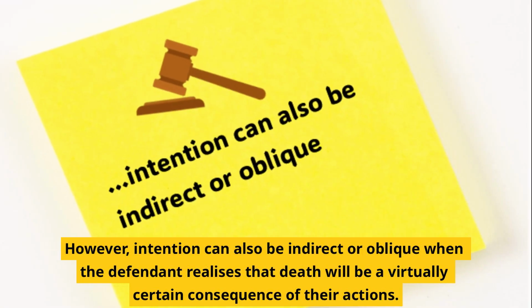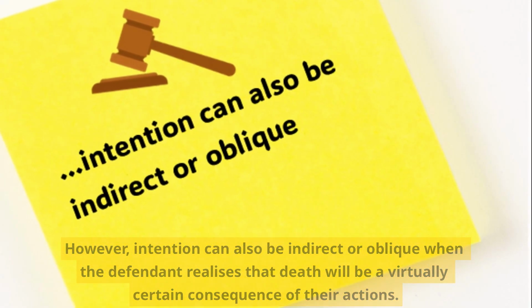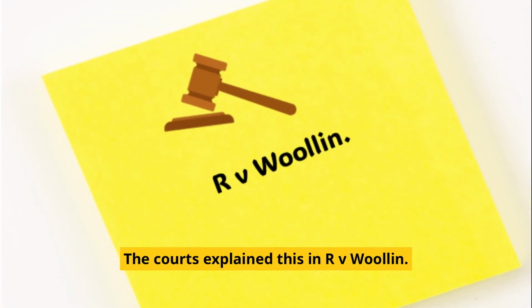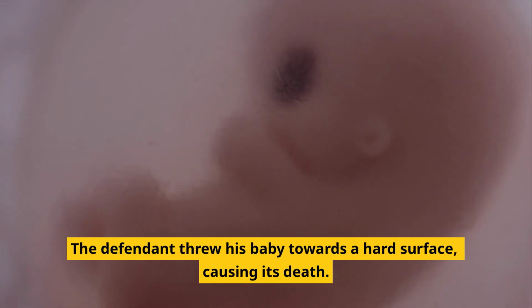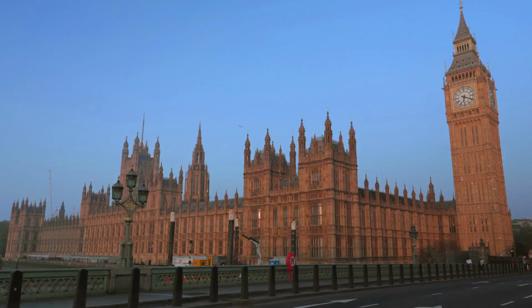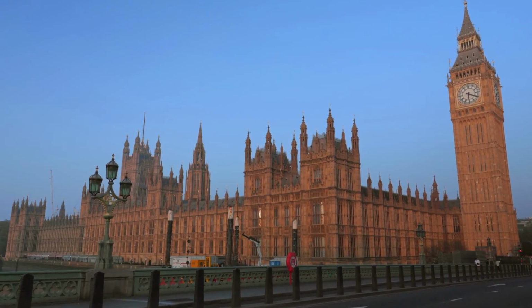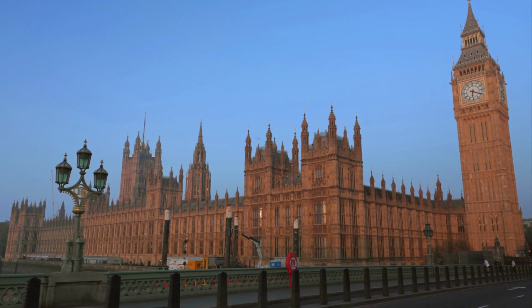However, intention can also be indirect or oblique when the defendant realizes that death will be a virtually certain consequence of their actions. The courts explained this in R versus Woollin. The defendant threw his baby towards a hard surface, causing its death. The House of Lords held that a jury may find intention where death or serious injury is a virtual certainty and the defendant appreciates this outcome.